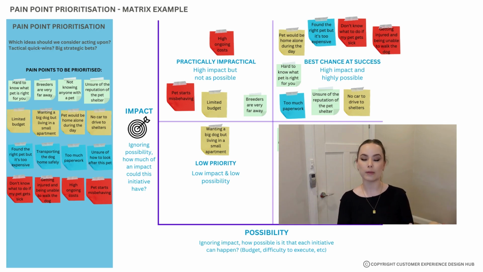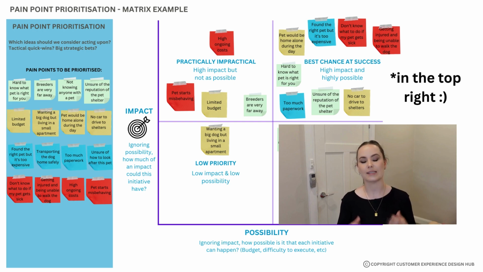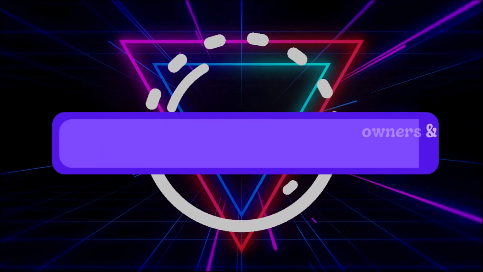In the bottom left quadrant, we've got low priority, so low impact and low possibility. In the bottom right, we've got low hanging fruit, so low impact, but highly possible. In the top left, we've got practically impractical. It's high impact, but it's really not very possible. And in the top right, we've got our best chance at success. So it's high impact and it's highly possible that we can actually do something. We can actually make a change.